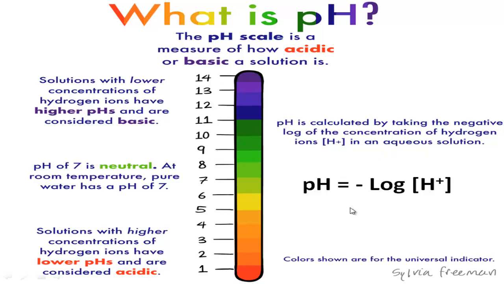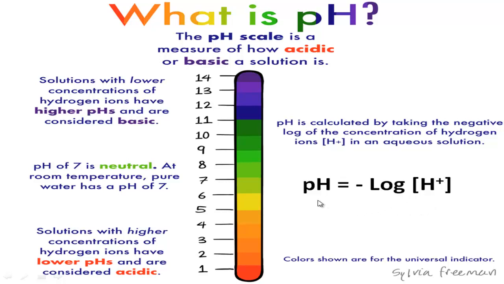At first, listen. The hydrogen ion concentration of neutral water is 10 to the power minus 7 mole per liter. That means in 1 liter of pure water the amount of hydrogen ion is 10 to the power minus 7 mole. So if we put the value of hydrogen ion as 10 to the power minus 7, then the pH value will be minus log 10 to the power minus 7, equal to 7.